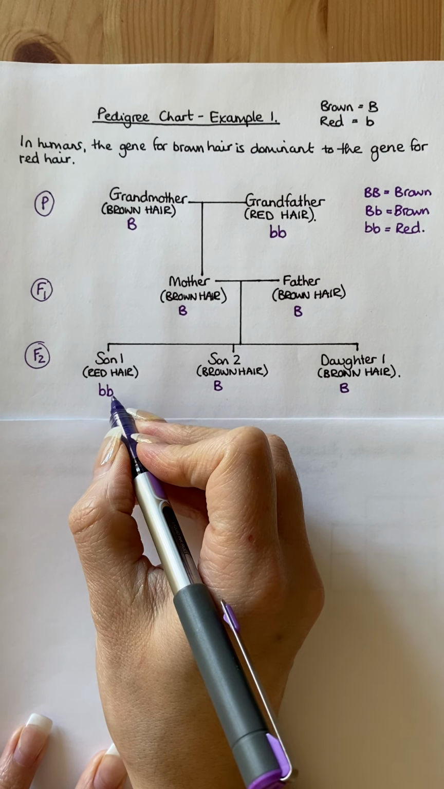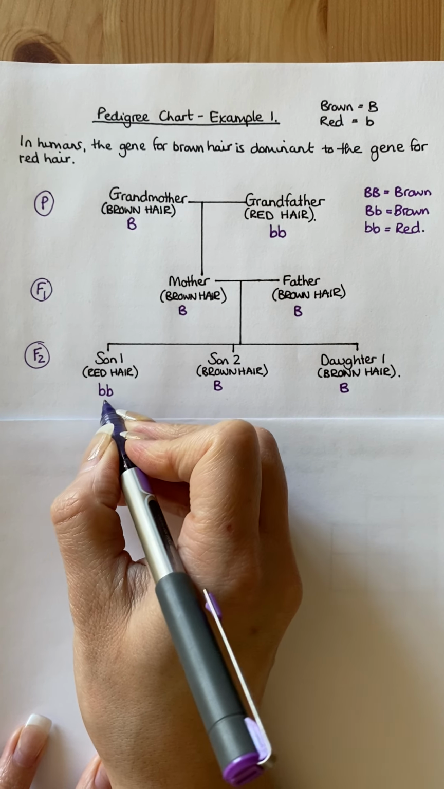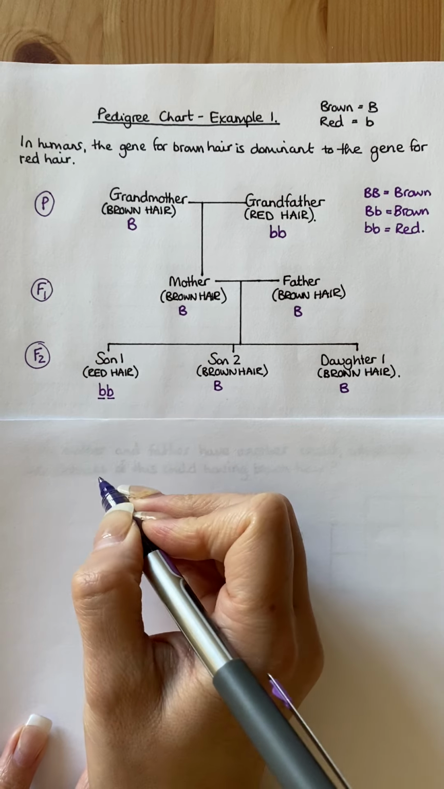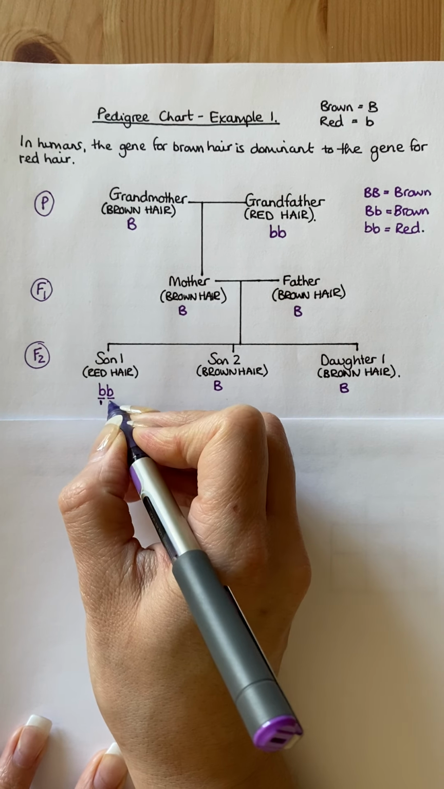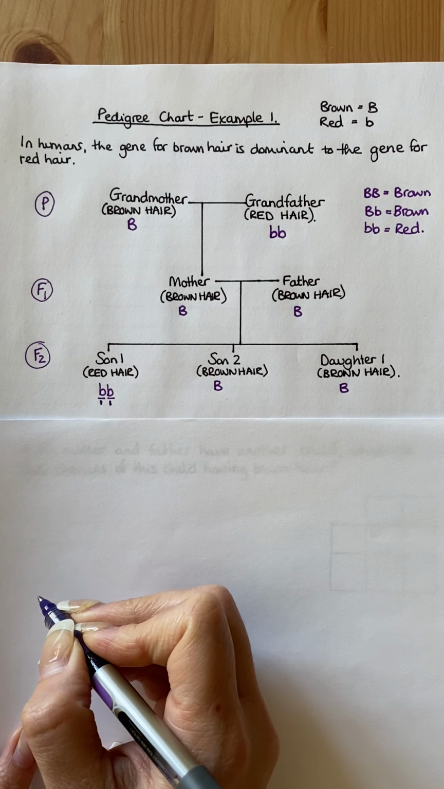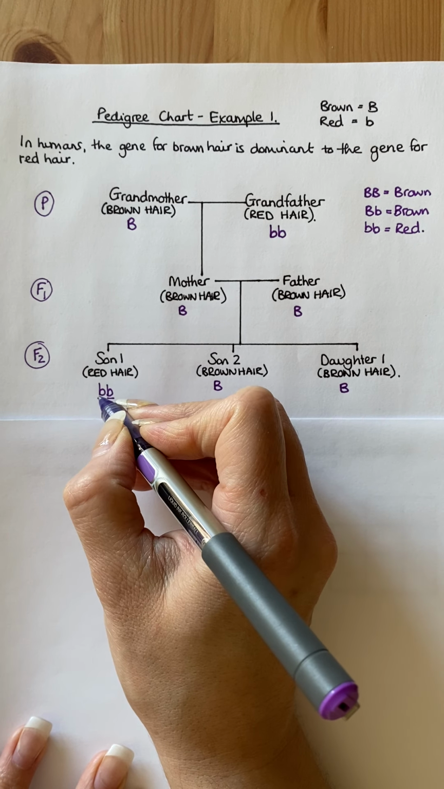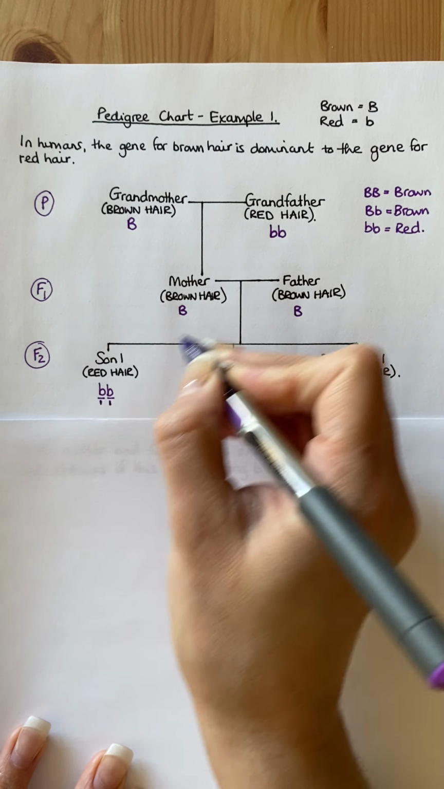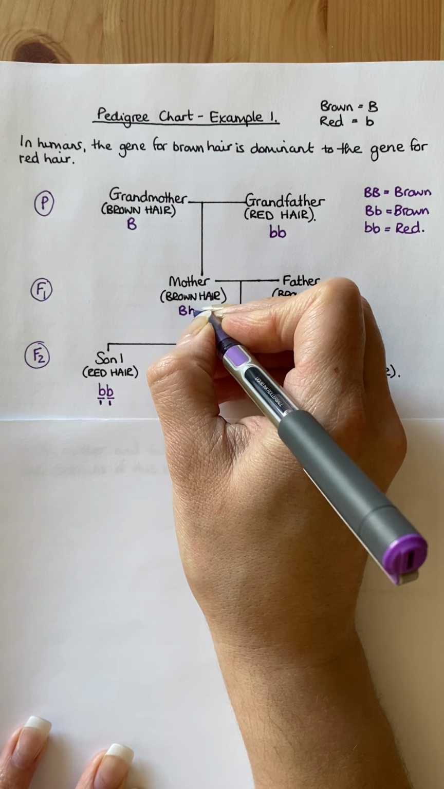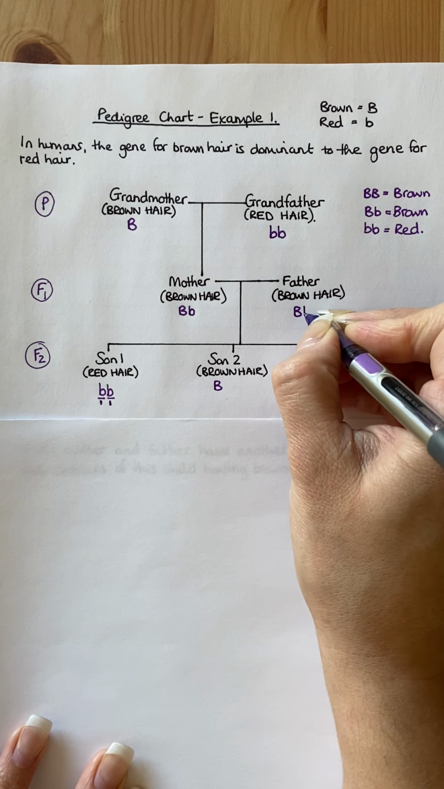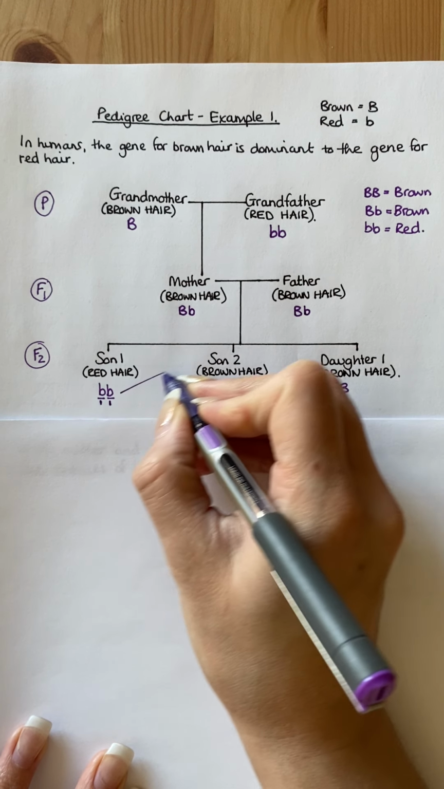So son 1 has red hair. He has 2 lowercase b's, 2 recessive alleles. One of these alleles must have come from one parent, and the other allele must have come from the other. So that means that he inherited this recessive allele from his mother and the other one from his father. So that makes the mother heterozygous and the father heterozygous.